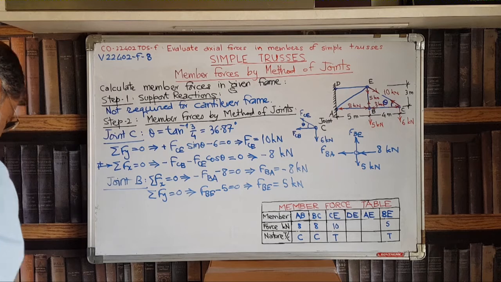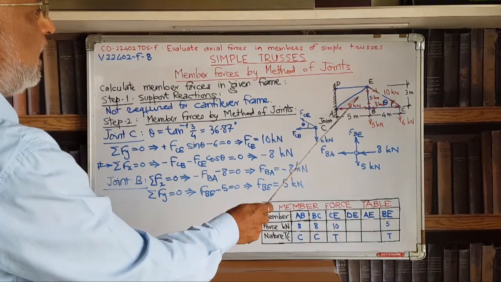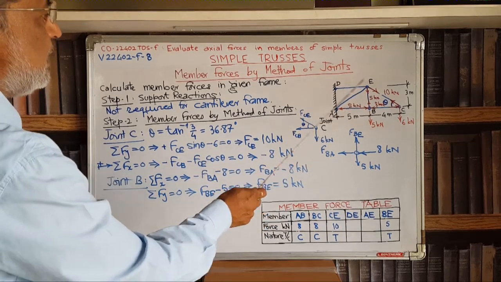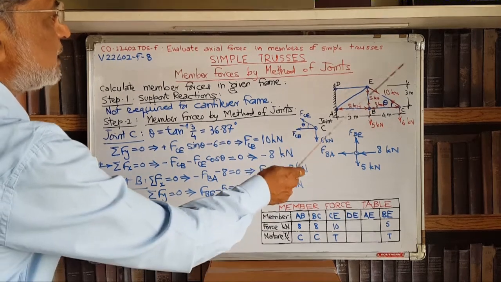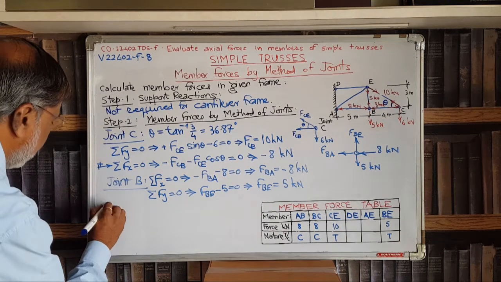So let us now consider joint E. Let us look at joint E. At E there are two unknown forces, these two, ED and EA. Then these two forces are already known. There is no externally acting force here. So let us consider joint E.